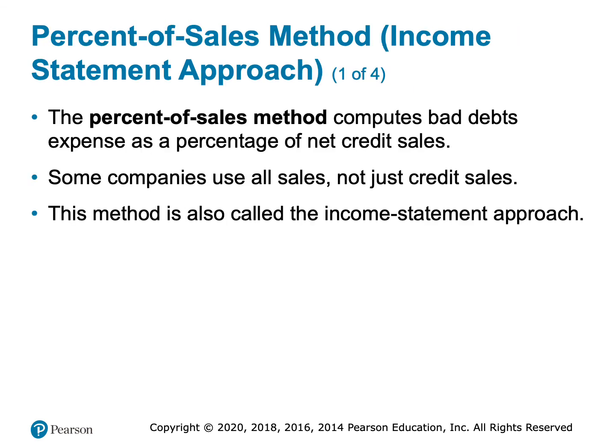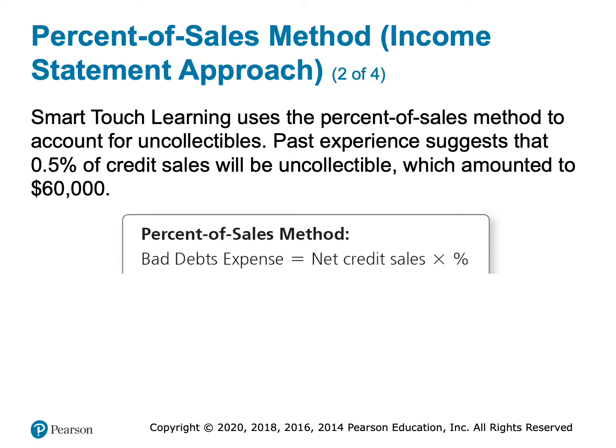So the percent of sales method is the one we're going to look at first. To calculate this one, we're going to take some percentage of credit sales. Now, it could be credit sales, it could be all sales. It just depends on our company. So management gives us some number. We've looked at past history and we've said, all right, we estimate that, again, I'm making numbers up here, 4% of credit sales are not collected. So all we have to do then is multiply our percentage by our net credit sales.